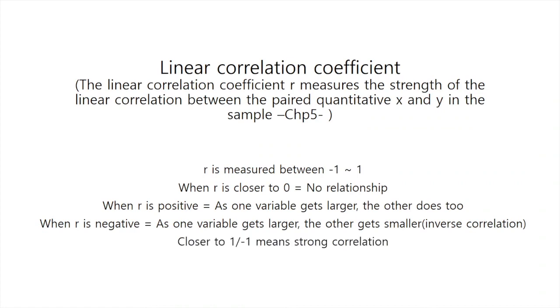Also, when r is closer to 1 or negative 1, it means that the variables have a strong correlation. Same, when r is closer to 0, it means that they have a weak correlation.